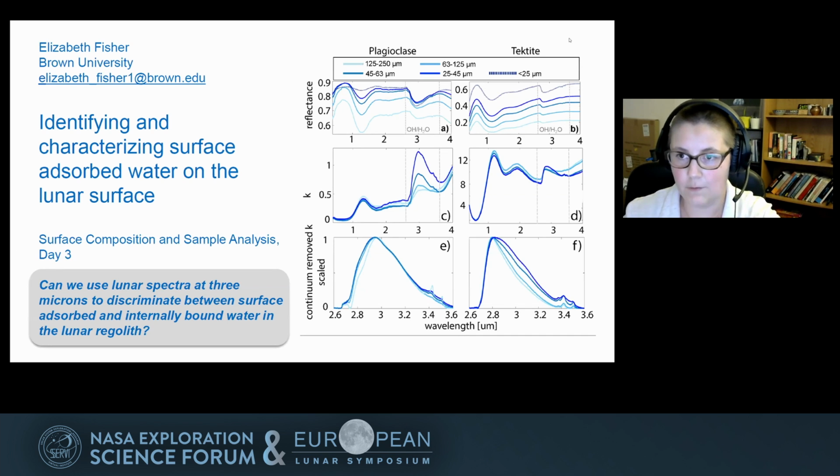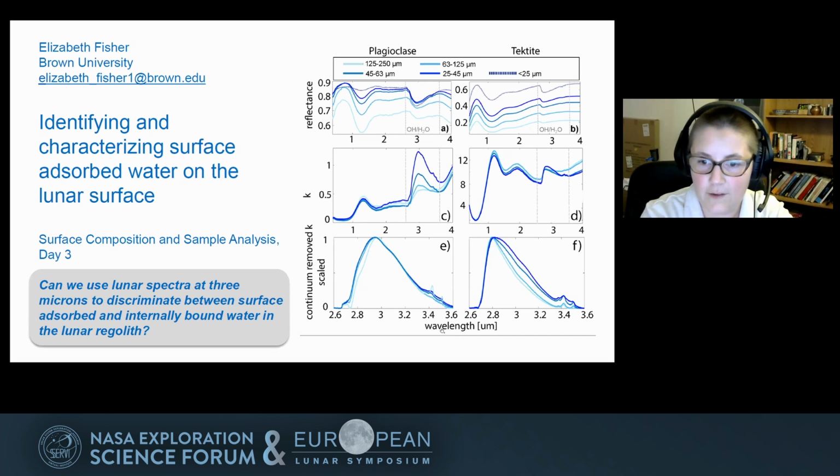Then we can use Hapke radiative transfer modeling to account for all of the effects other than absorption, and that leaves just the absorption signature of surface adsorbed water.